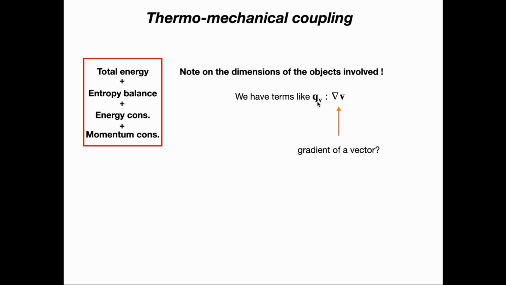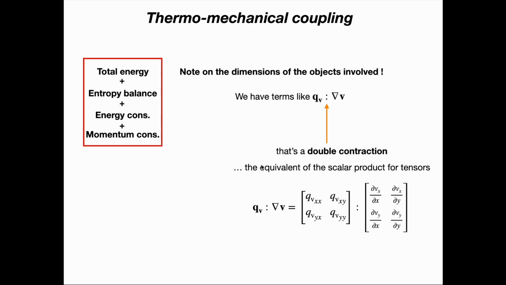Then we also have terms like QV colon gradient V. So first we have the gradient of a vector. What does this mean? The gradient of a vector is also a tensor. So if we make gradient V, we get the velocity gradient tensor. In 2 dimensions, it has 4 components. And now, what is this tensor-tensor operation? We have one tensor on one side, another there, and we have 2 dots. This here is the double contraction. It's the equivalent of a scalar product, but for tensors. So QV colon gradient V will give you a scalar product, which can be formulated this way, using these components here. You see this is a scalar now.